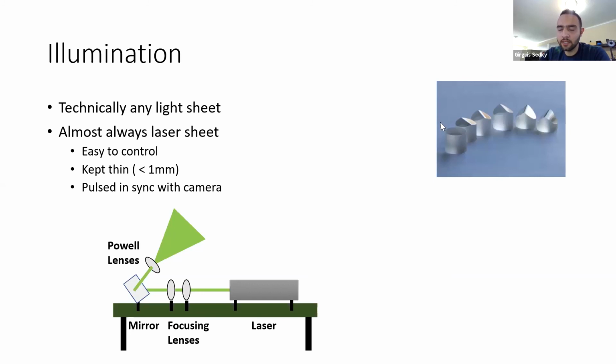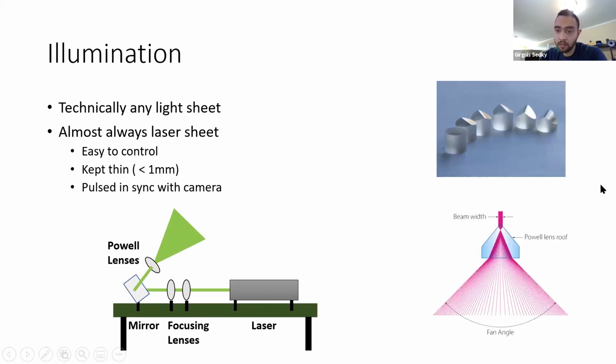And here is an image of what a Powell lens would look like. So the beam goes in here, right? And it hits this edge, and this edge focuses the beam and then fans it out like so. And then an important parameter you need to look at when picking out the Powell lenses is the fan angle.